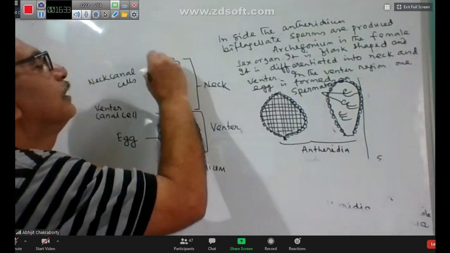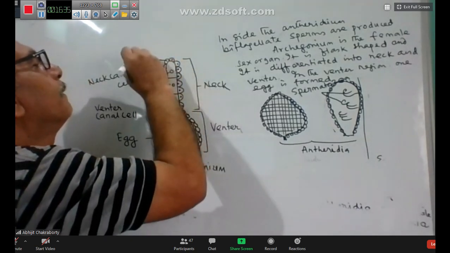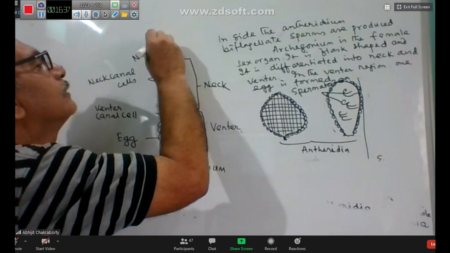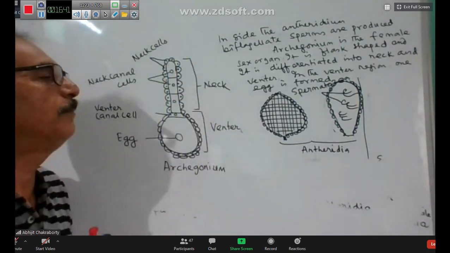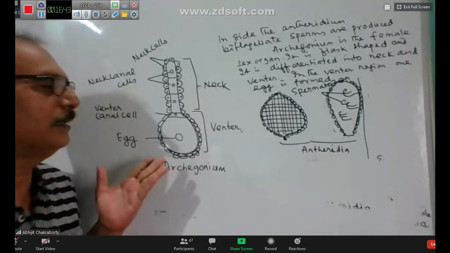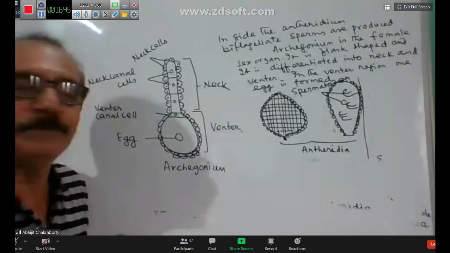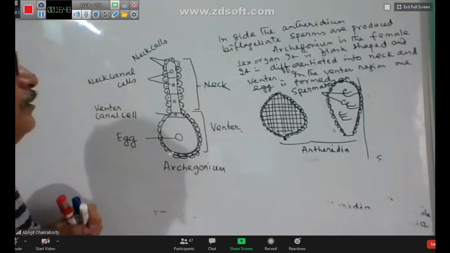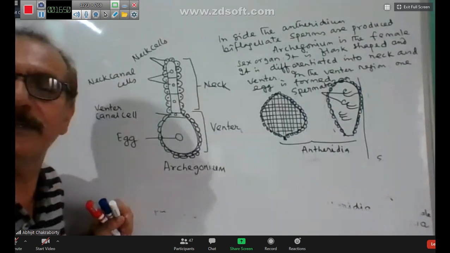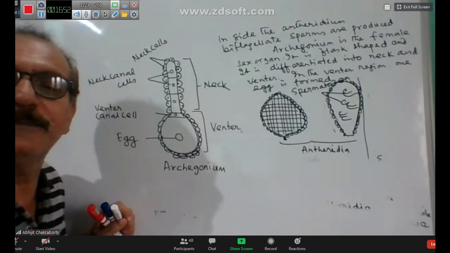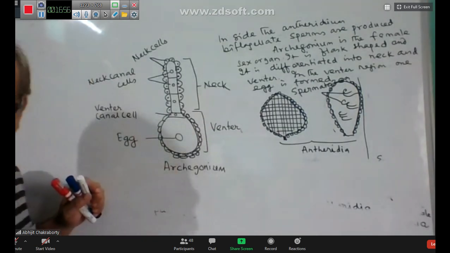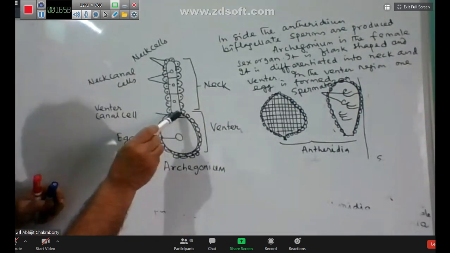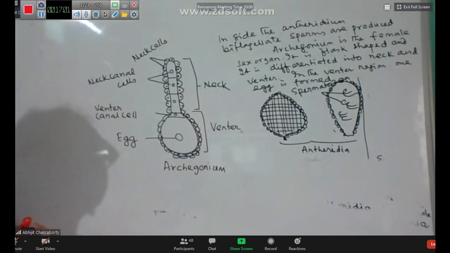These cells you can call neck cells. So commonly in all bryophytes you will get the same type of archegonium. Now we have to classify bryophytes. Is it clear up to this? The neck, just above the neck, at the upper part of the venter.